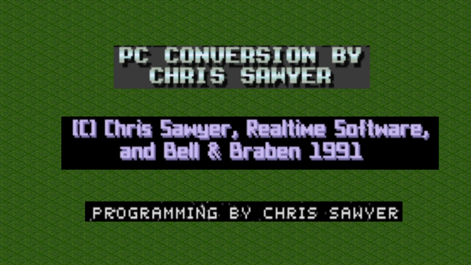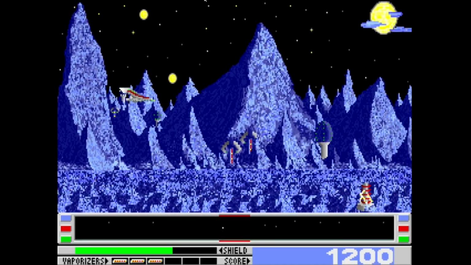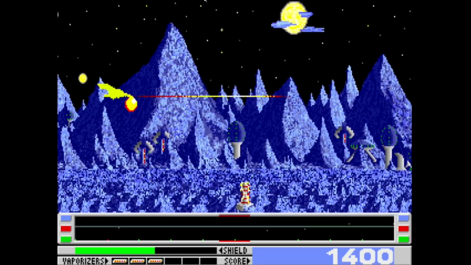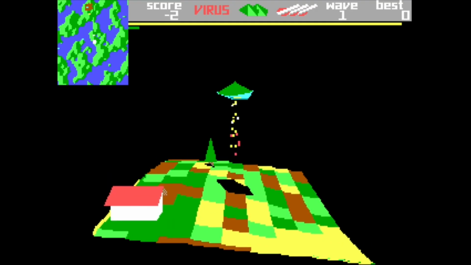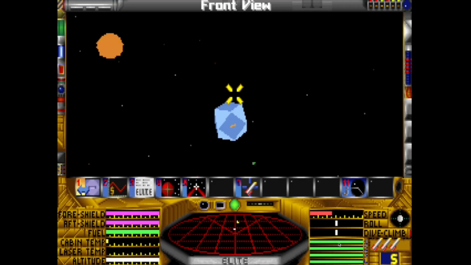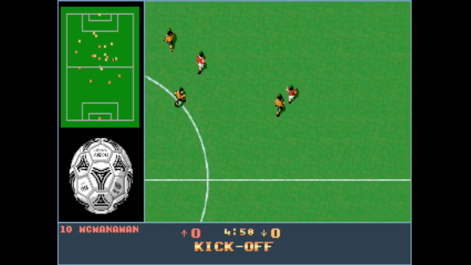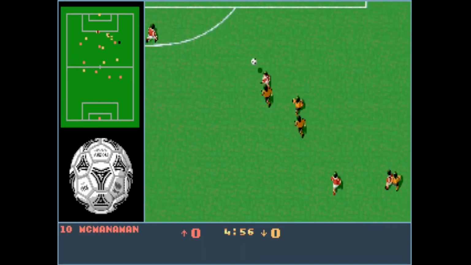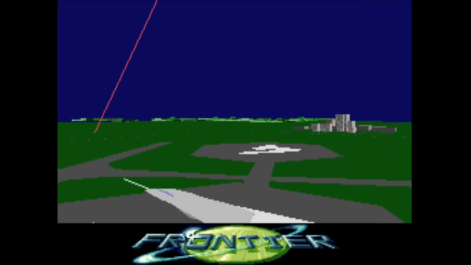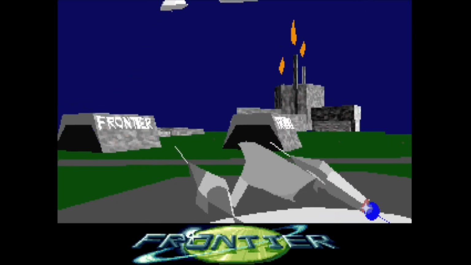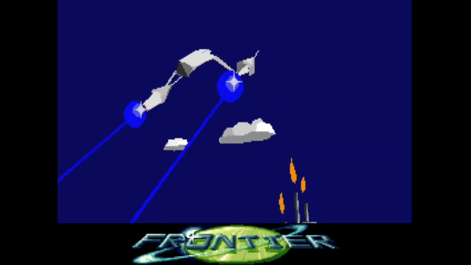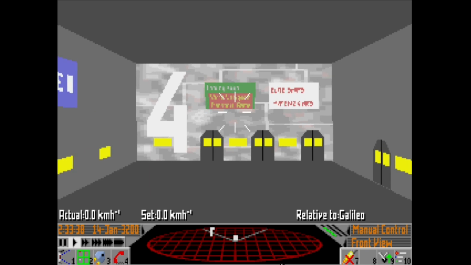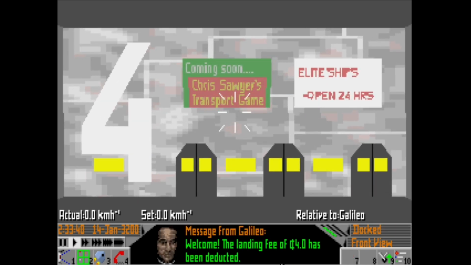Step forward Chris Sawyer, who began by converting StarRay in 1988. Sawyer worked on many conversions to the PC: Virus, Xenomorph, Elite Plus, Dino Dini's Goal, and finally in 1993, Frontier Elite 2, a conversion which improved on the original with smooth frame rates and the addition of texture mapped graphics, plus a certain small advertisement in the space stations.